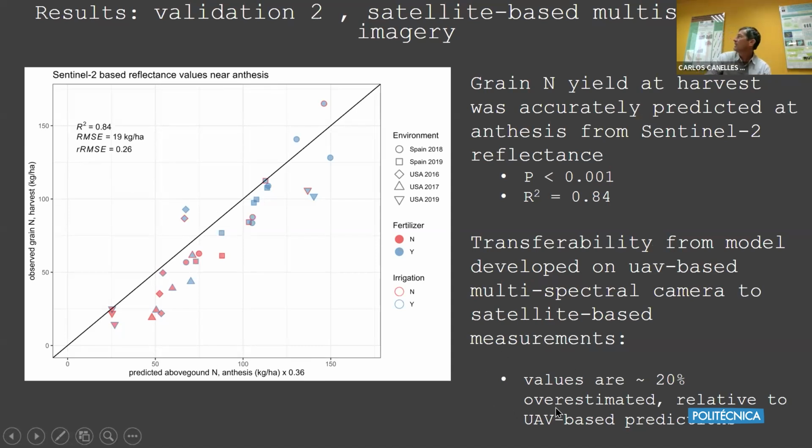So there's something going on there when we're transferring from the UAV at the plots to the satellite. And I think it's probably related to spatial variability. It would be my guess. I'm happy to hear what other people's thoughts are on that.